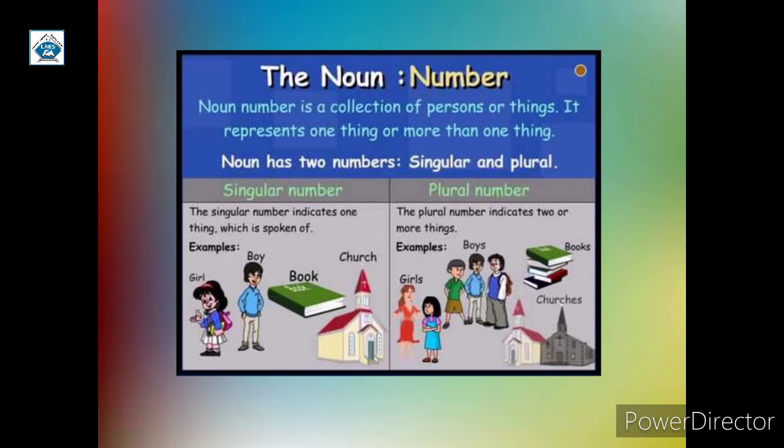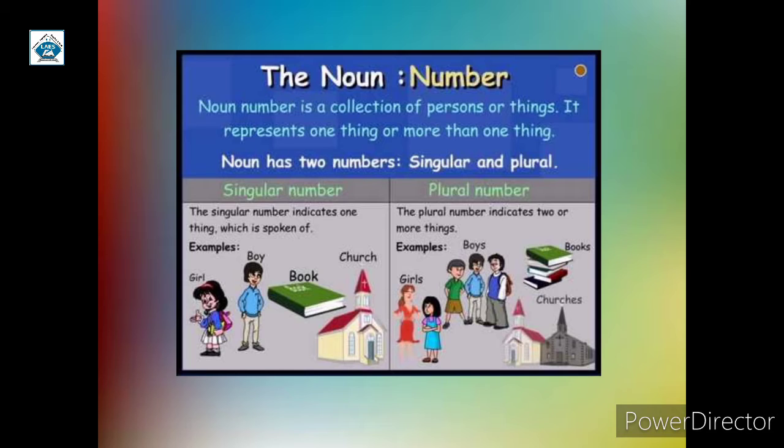So when you see any individual person or thing, or a group of persons or things, it is termed as noun number. Now, noun numbers are of two types, singular and plural. What is singular number? The singular number indicates one thing which is spoken of. Singular means only an individual person, only one. For example, you can see here a girl, a boy, a book, a church, etc. Here you can see only one person.